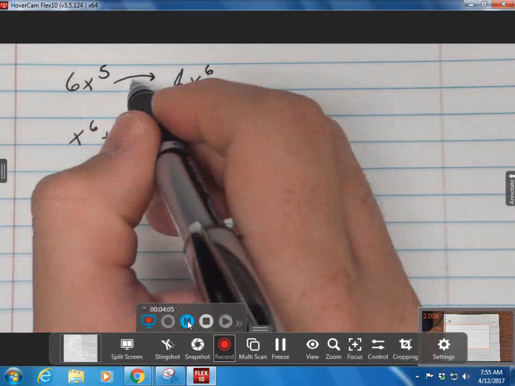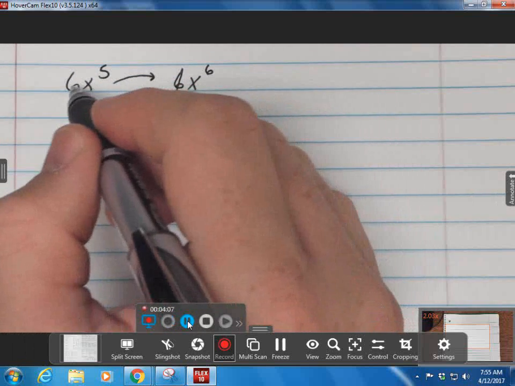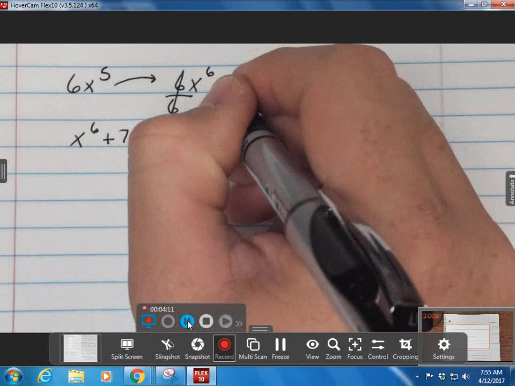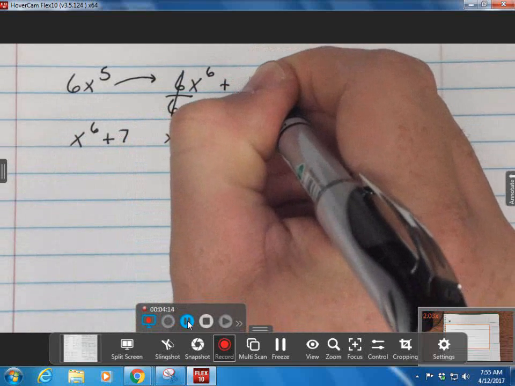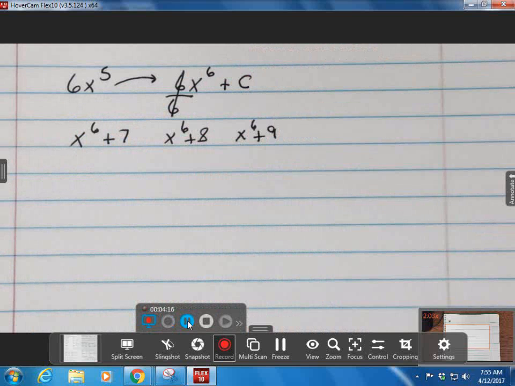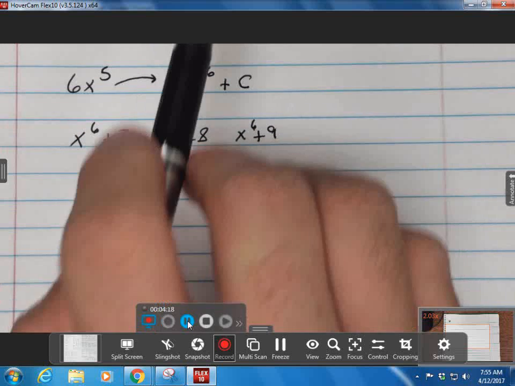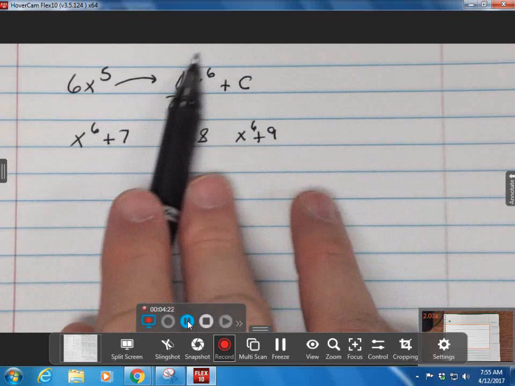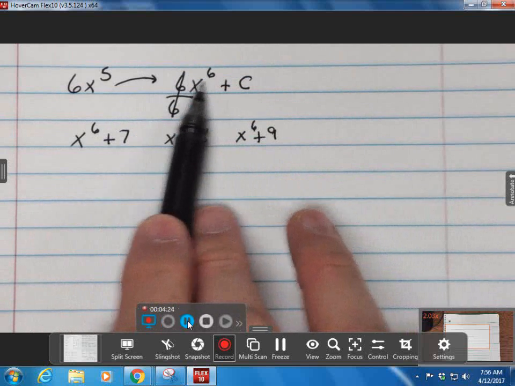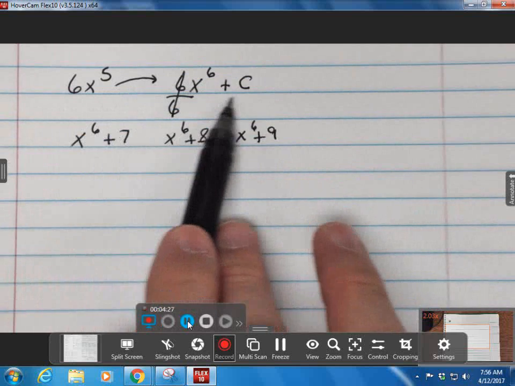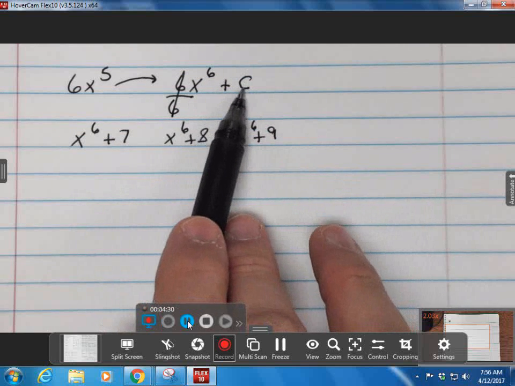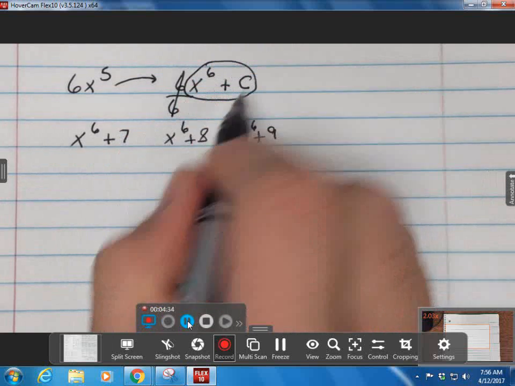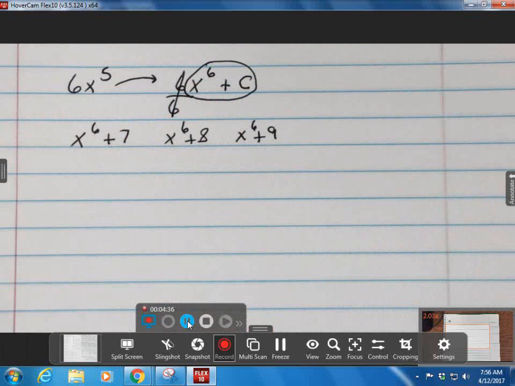When I ask you to find an antiderivative, we're going to add one to the power, divide by the new power, we get x to the sixth, tack on a plus C. Because that could say your answer is x to the sixth plus any number. If you were to find the derivative of this now, this part does go to 6x to the fifth like we want. This part would always go to 0. So x to the sixth plus any constant would have a derivative of 6x to the fifth power.